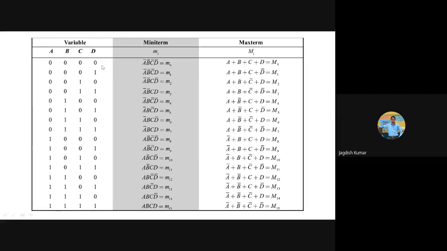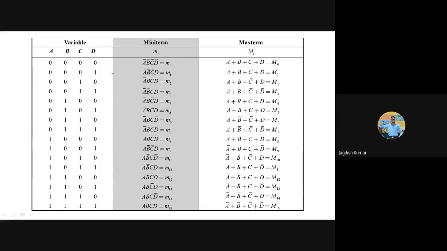A, B, C, D: 0, 0, 0, 0. This is like binary counting, weighted numbers. 0, 0, 0, 1; 0, 0, 1, 0; 0, 0, 1, 1; 1, 0, 0, 0, and so on. And the corresponding min term, how do we write it down? That's called a min term. If all are 0, we write it like A complement, B complement, C complement, D complement. And that min term is called M naught.